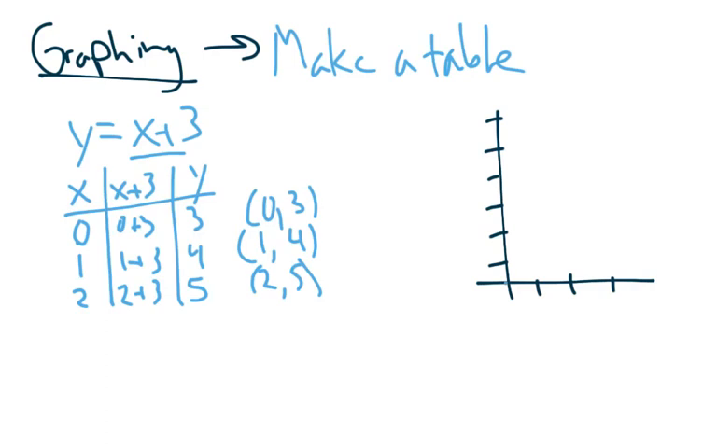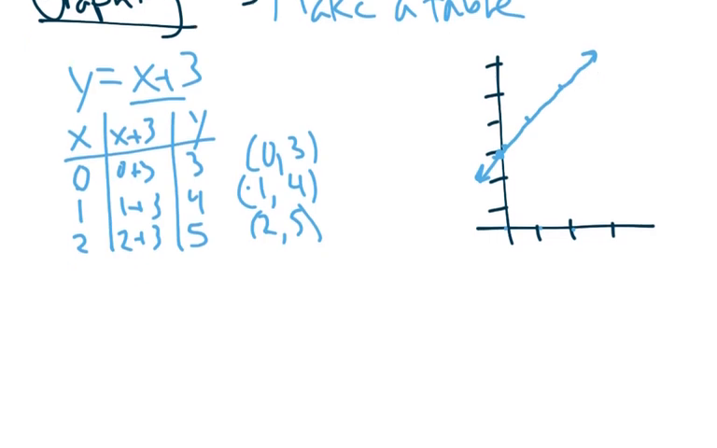So 0, 3 is right there. 1 on the x, 4 on the y is there. 2, 5, right there. And now I want to connect them and go through, drawing an arrow in both directions. And there we go.